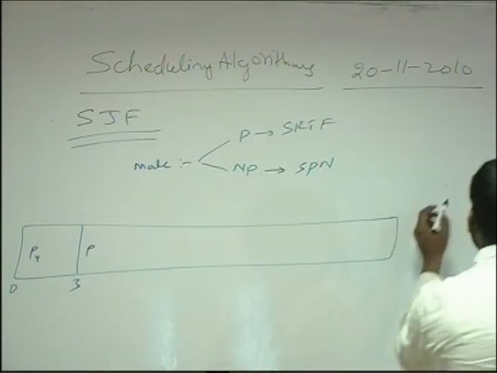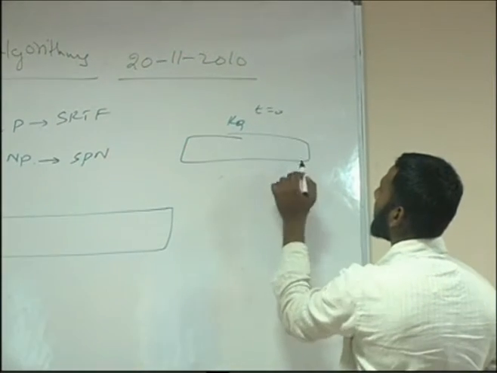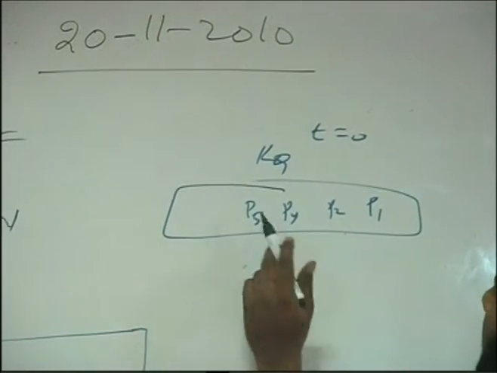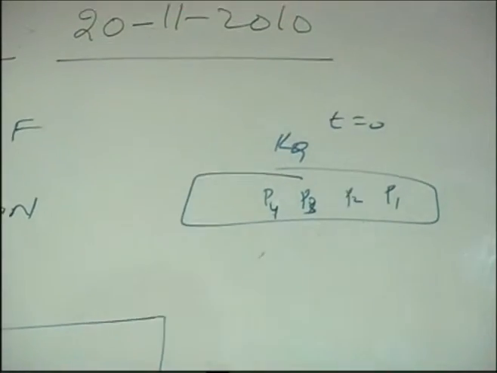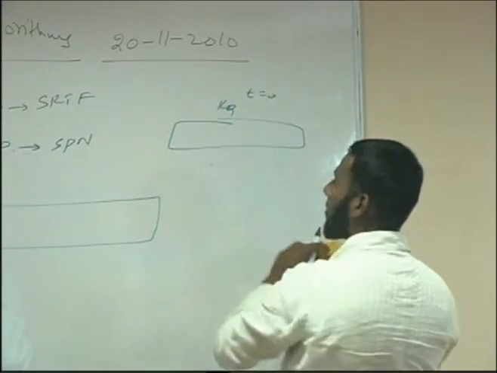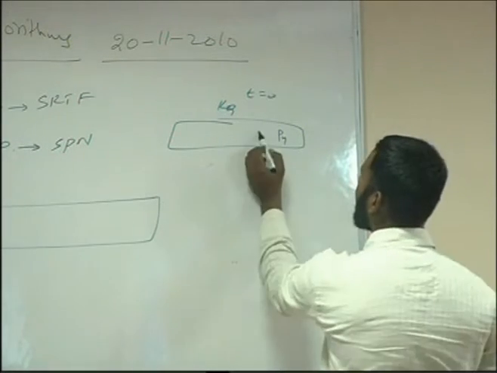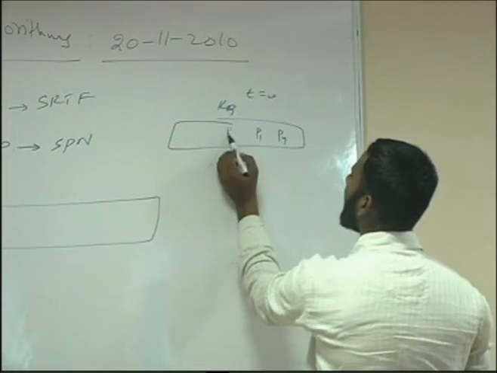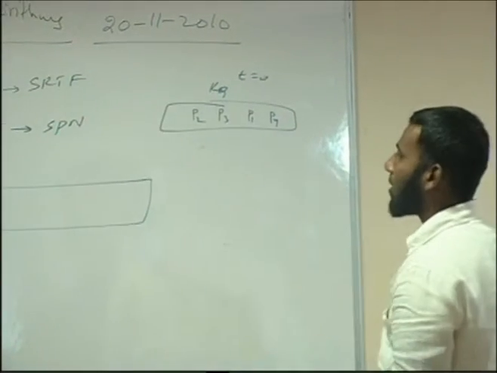Okay. So actually I will be having a ready queue here. In the ready queue at time 0, all the processes P1, P2, P3, P4 have been submitted and are present. So all have been sorted with respect to their burst times. First, process P4 has the smallest burst time, then process P1, then process P3, and then process P2. Now we have sorted accordingly.